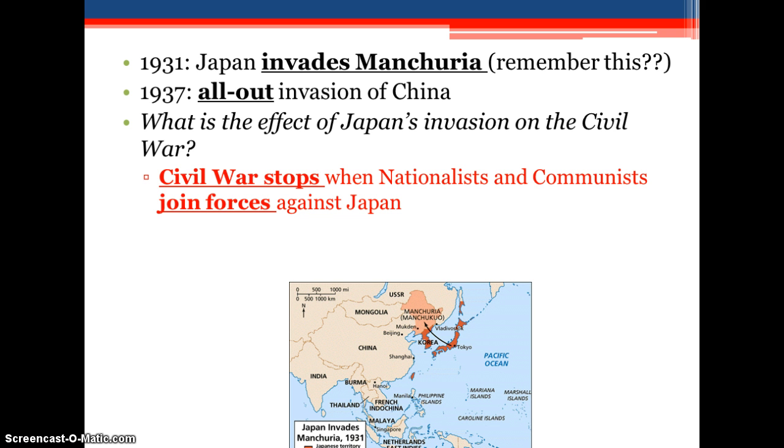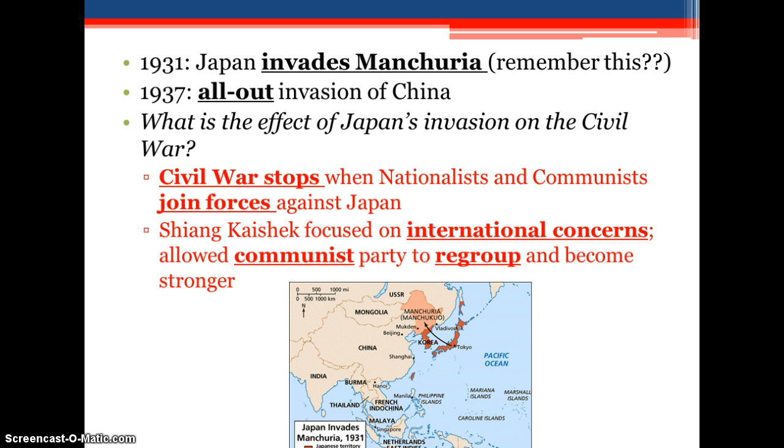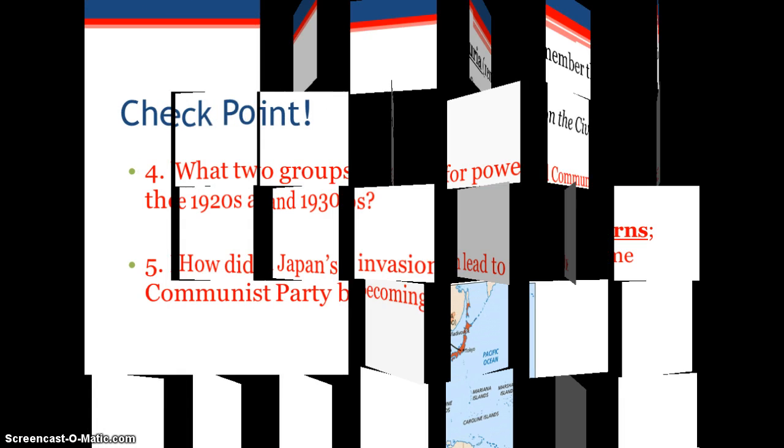And so the nationalists and communists kind of forgot about their internal conflicts for a while to deal with this external conflict. So the leader, Chiang Kai-shek, who was a nationalist, focused on these international concerns. That allowed the Communist Party to regroup and become stronger as a party. So while the Japanese are in China, this allows those seeds of communism to start growing a little bit. And then, as you guys know, in 1939, World War II starts, and you know the rest of that story.